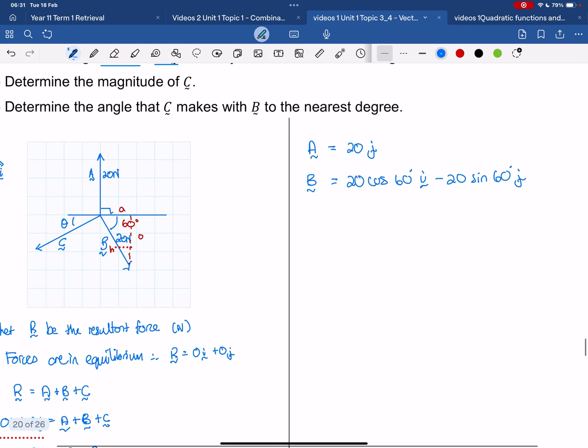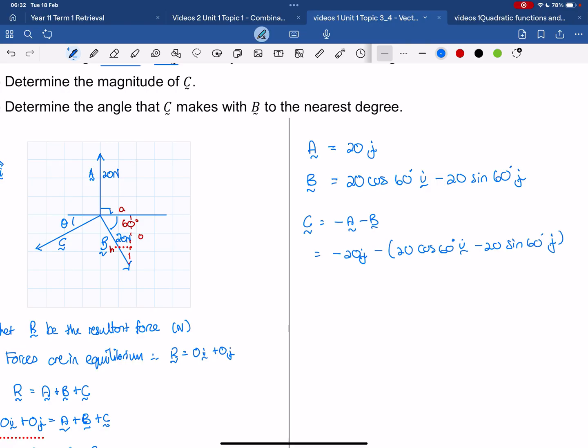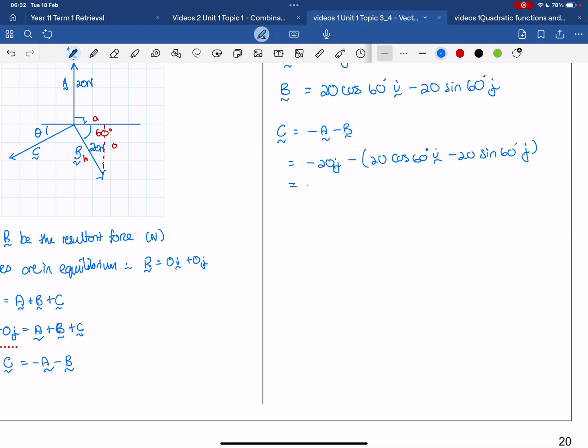Okay, so I can then say that C is, we've said it's negative A, take B, so we've got negative 20J, take 20 cos 60 I minus 20 sine 60 J. I can collect my I and my J components, and I have minus 20 cos 60 I. I'm messing up my signs here without thinking, so it's minus 20 plus 20 sine 60 J.